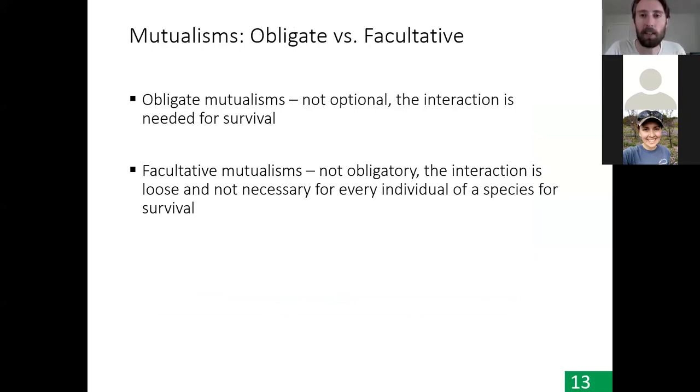Mutualisms are these mutually beneficial interactions. They can be obligate versus facultative. In obligate mutualisms, it's not optional. Both species sort of have to do this interaction in order to survive. In contrast to that, we have facultative mutualisms where it's not obligatory. The interaction is not really necessary for survival, but both species benefit, so you can still do it and get a benefit from it. But it's not required for survival.